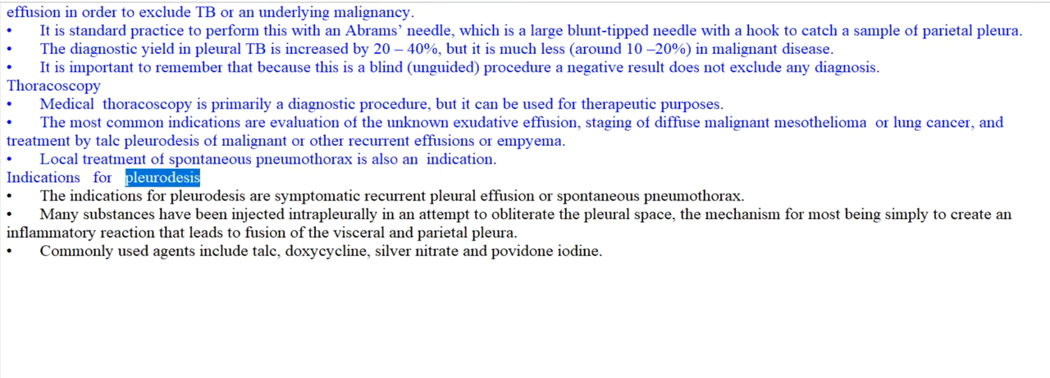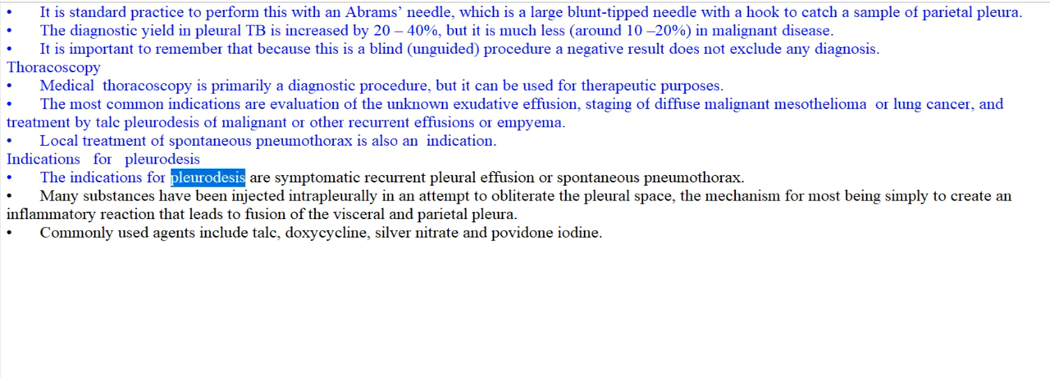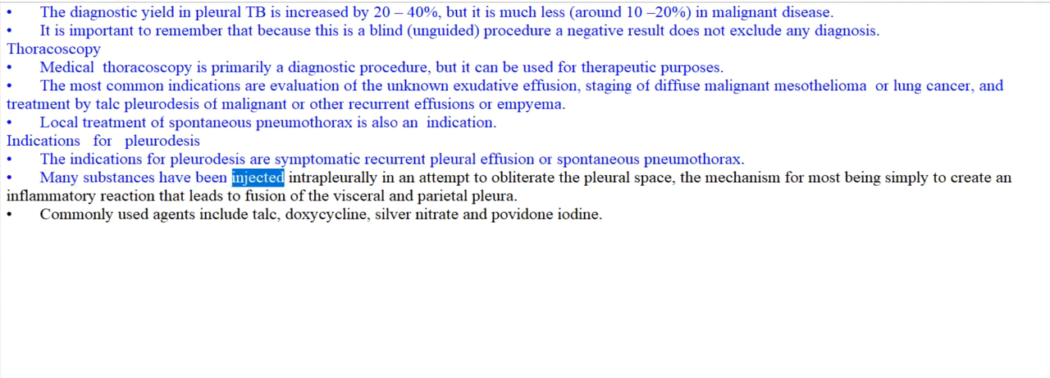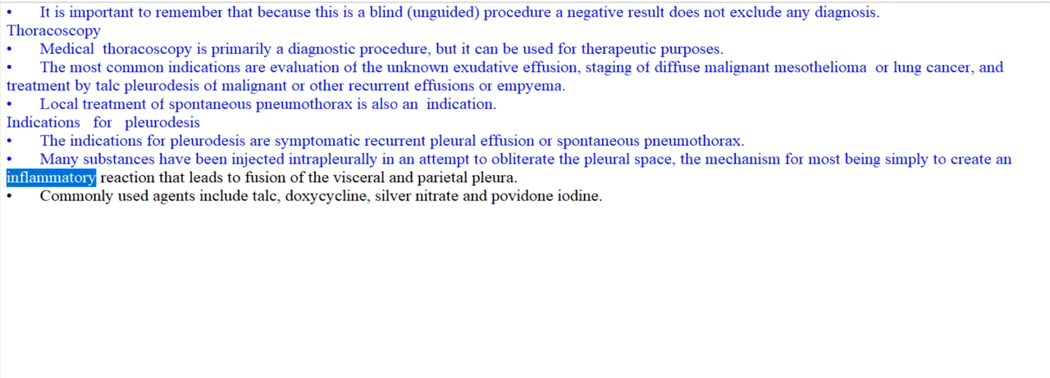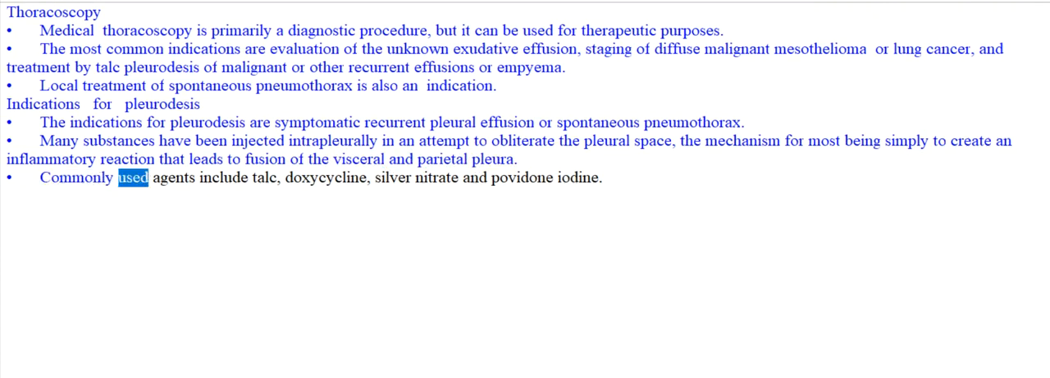Indications for pleurodesis. The indications for pleurodesis are symptomatic recurrent pleural effusion or spontaneous pneumothorax. Many substances have been injected intrapleurally in an attempt to obliterate the pleural space, the mechanism for most being simply to create an inflammatory reaction that leads to fusion of the visceral and parietal pleura. Commonly used agents include talc, doxycycline, silver nitrate, and povidone iodine.